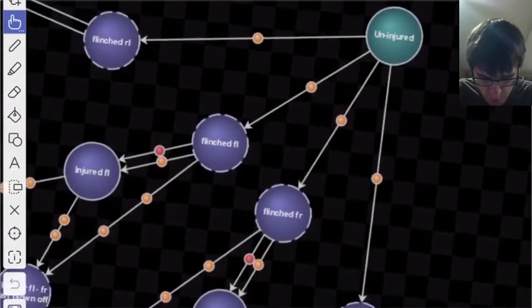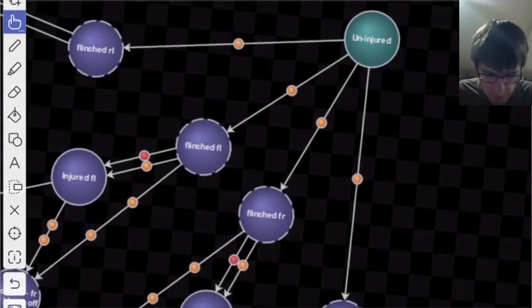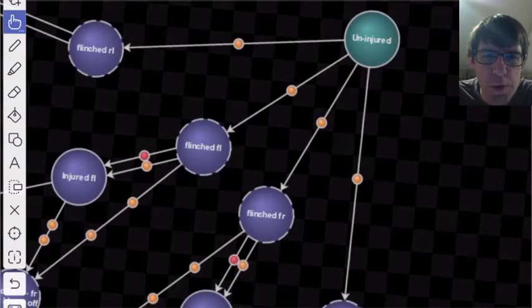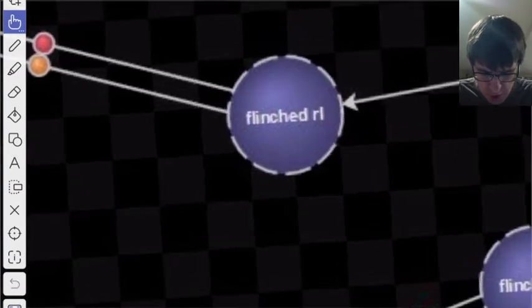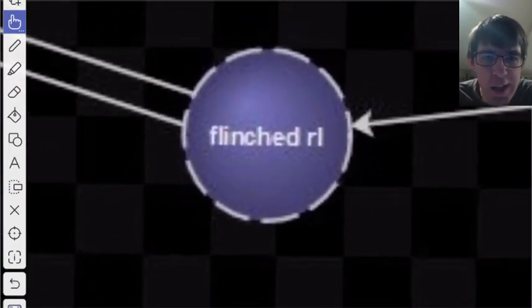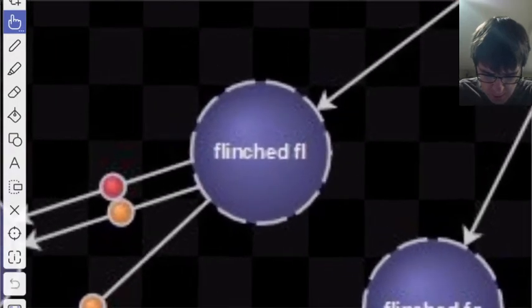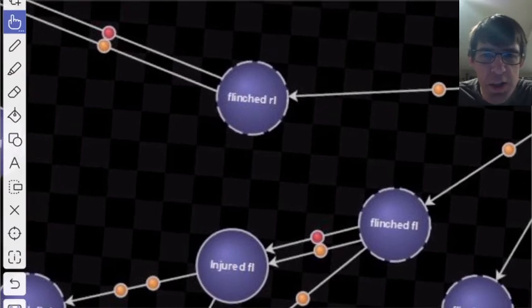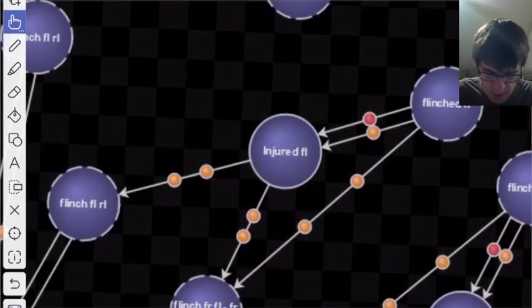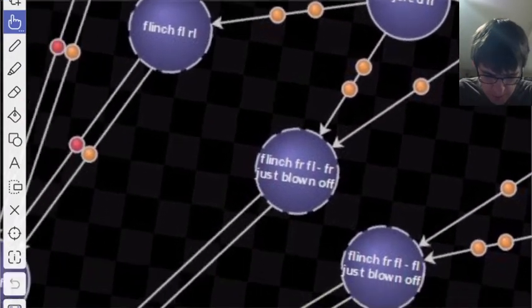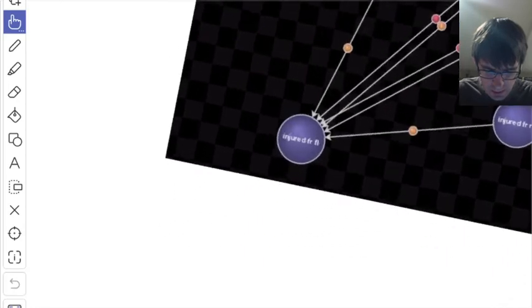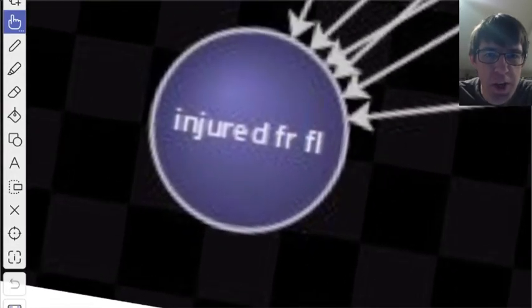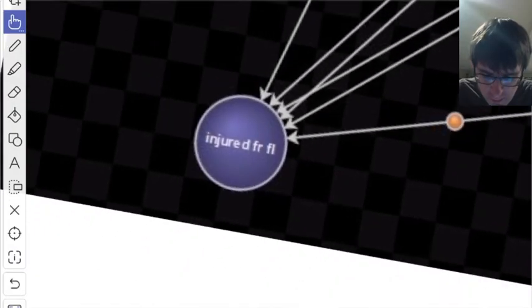And then there are four outgoing arrows. I don't know exactly what the arrows correspond to, actions that the player does somehow. But this one says flinched. I think this means flinched right leg. And then this says flinched. No, I don't know. These are different ways in which the monster gets injured the first time you shoot it, and then from any one of these states, you can shoot it again, and it's injured in a different way. And if you shoot it enough times, it becomes injured this much. I don't really know what this means, but this is the kind of thing.